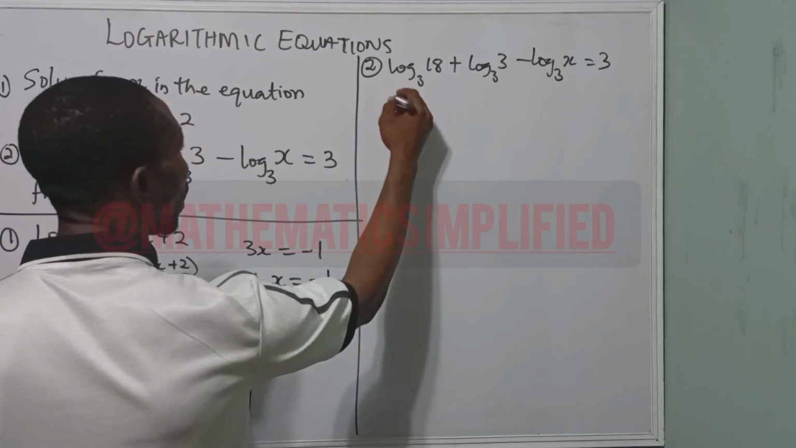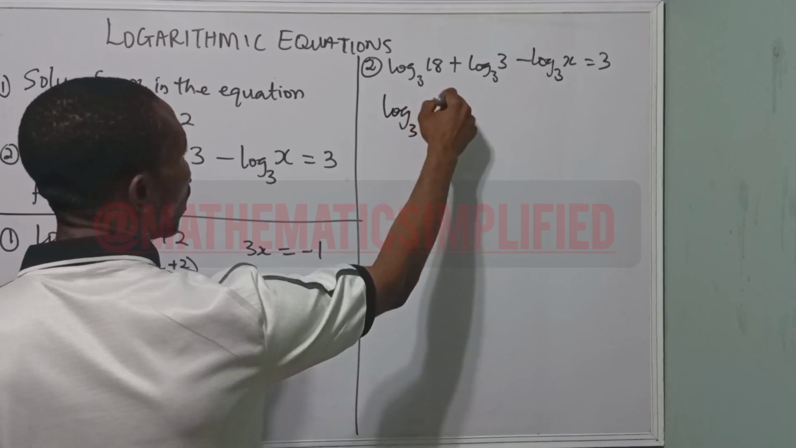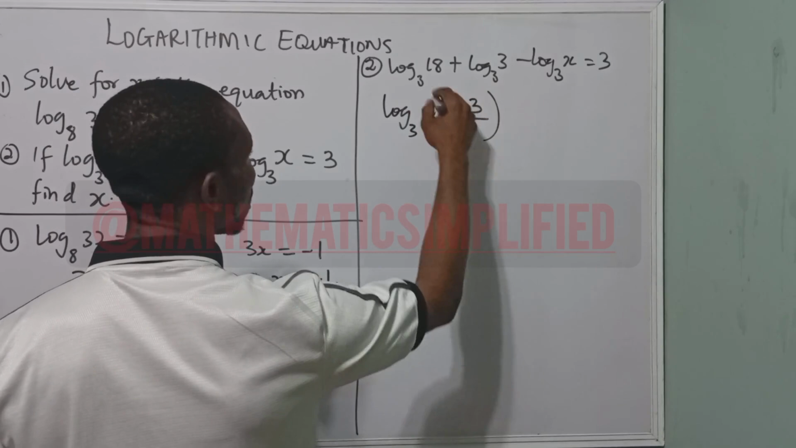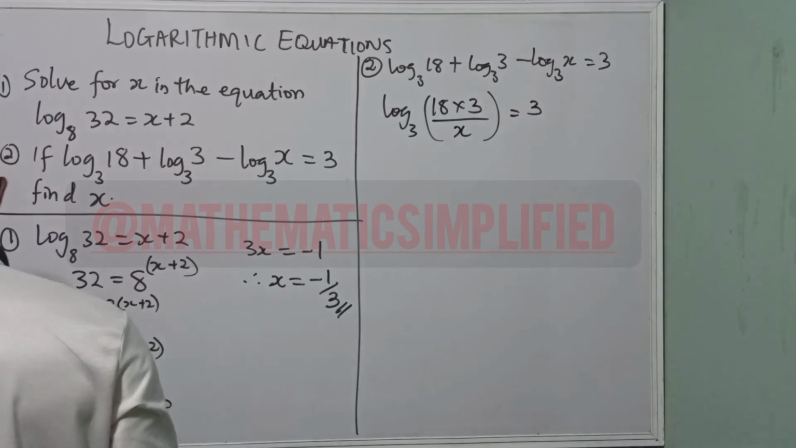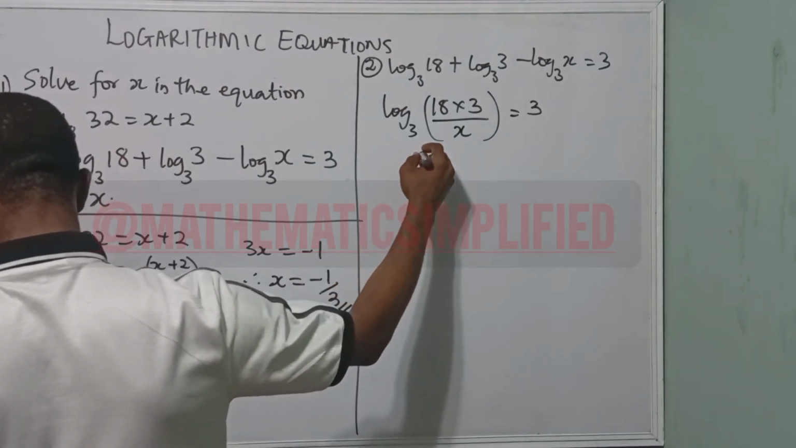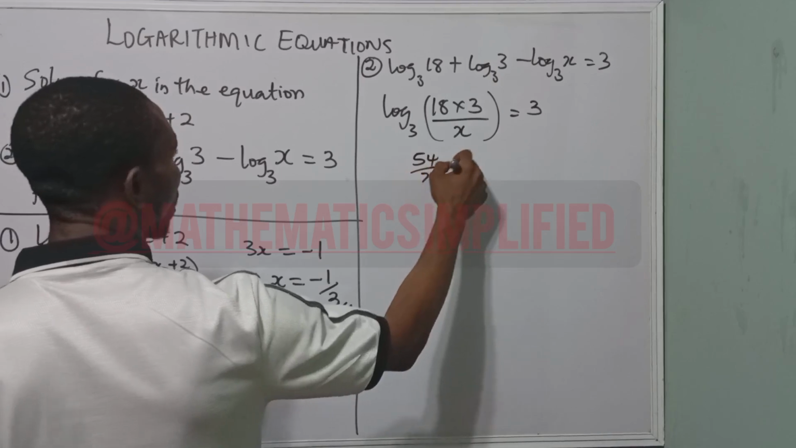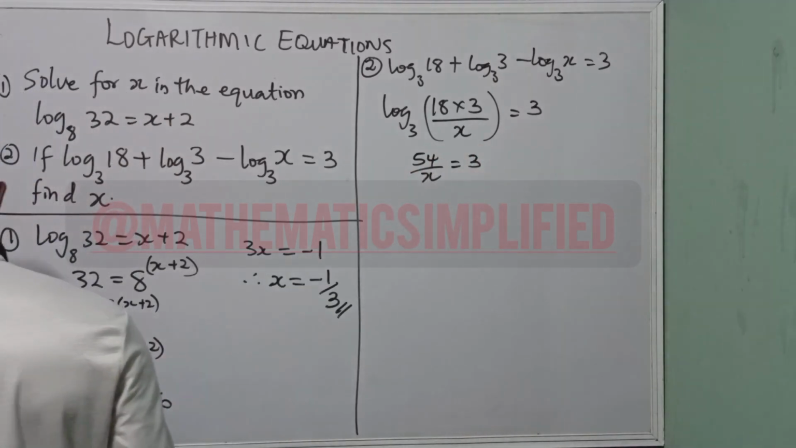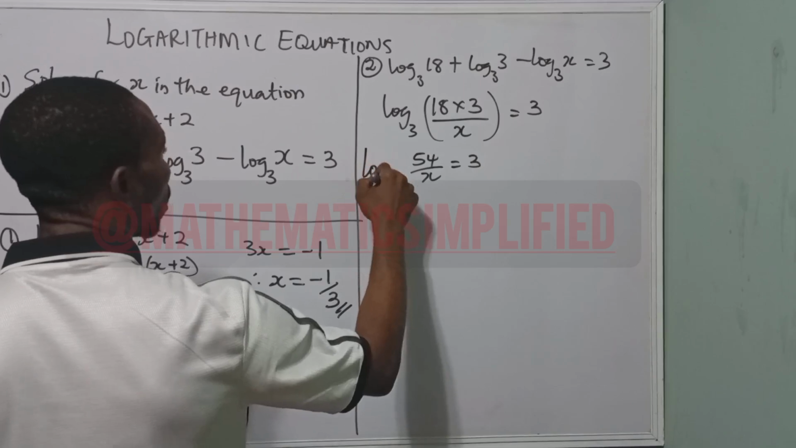So, applying that, since they're all in the same base, we have log₃ of 18 times 3 divided by x equals 3. Now 18 times 3 would give us 54. So this gives us 54 over x equals 3. Now we can do what? Cross multiply. Okay, sorry, log₃.